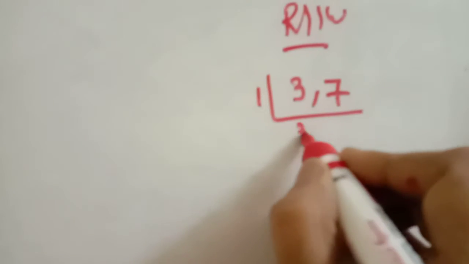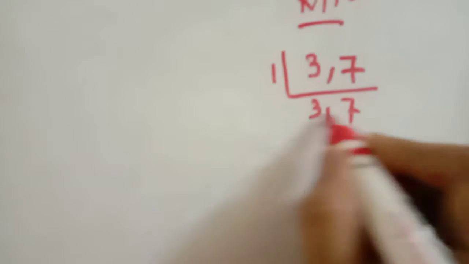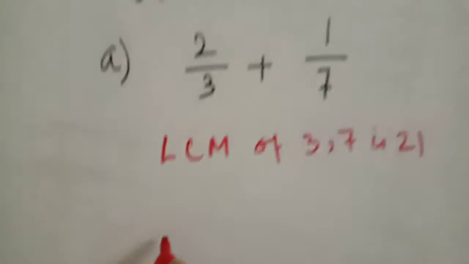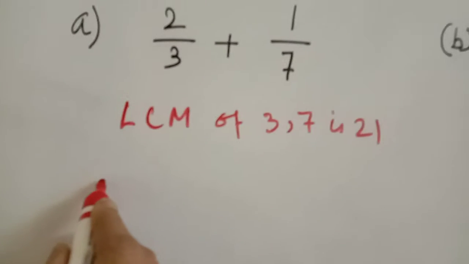Students, when you are doing the LCM, do the rough work. 3 and 7, if you do the LCM, you can't divide them by any number, so you can only divide by 1. So the LCM is 3 into 7, which is 21. Now you have to make the numbers have the same denominator.